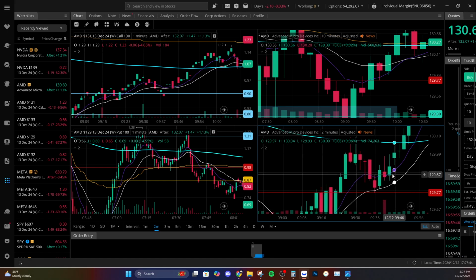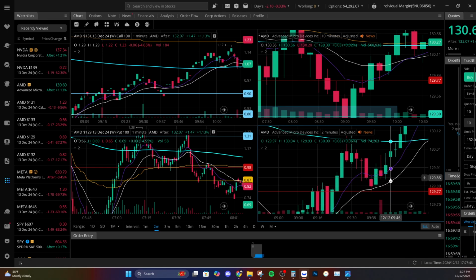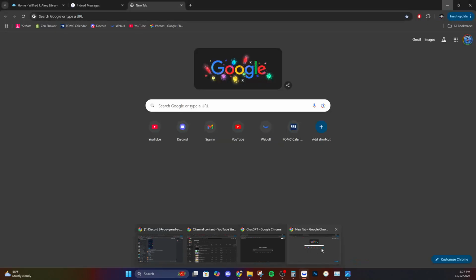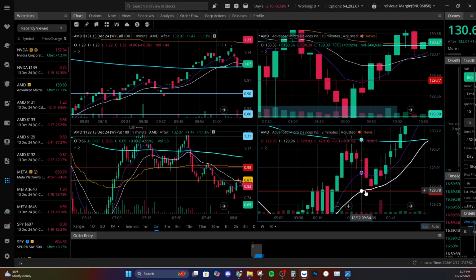And I've been noticing, I'll show you all the examples too, they bounce very strongly off of that 2 minute 20 EMA. They always seem to bounce strongly off the 20 EMA. That's a great risk area for CBC dip flips. And I'll show you a billion examples why today.